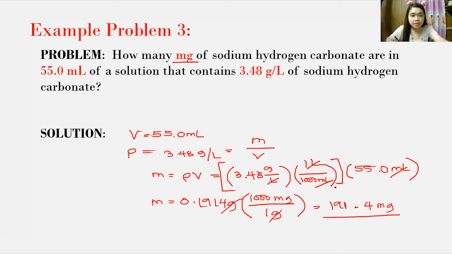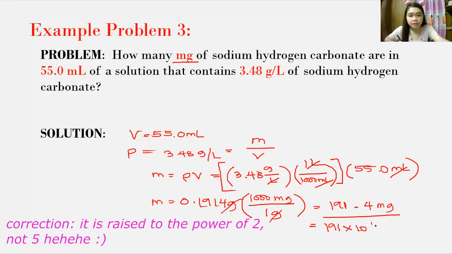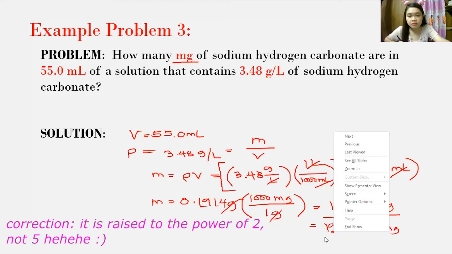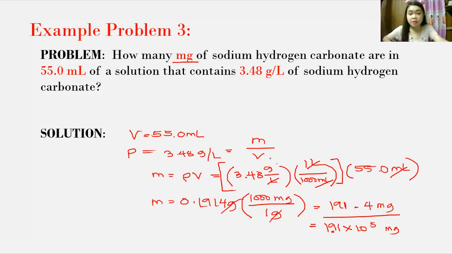So it's in 3 significant figures, so we need to convert this. So it's equal to 1.91 times 10 to the power of 5 milligrams. This in terms of 3 significant figures. So this is a problem using mass density conversion from density to mass.